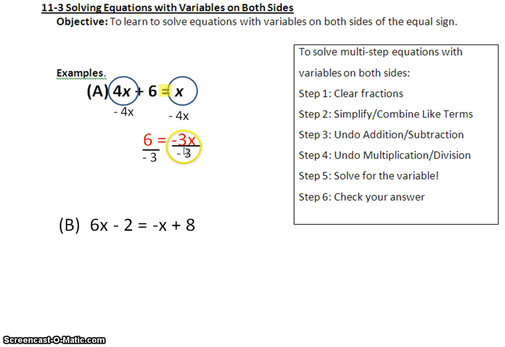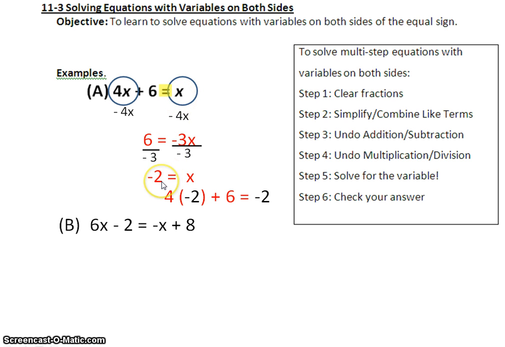On the right-hand side, negative 3x divided by negative 3, these negative 3's will divide out. On the left-hand side, 6 divided by negative 3 comes out to be a negative 2. So we will have negative 2 equals x. Now let's put a negative 2 into the original equation where x is to see if our answer is correct. In our original equation we have 4x plus 6 equals x.